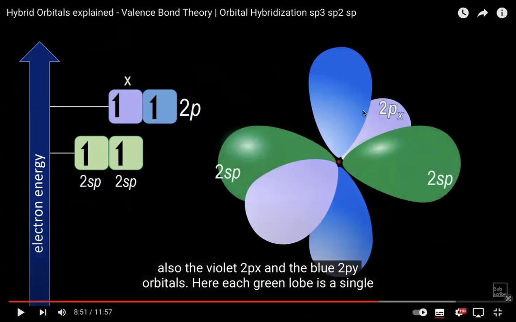So see, 1 p orbital and 1 s orbital undergo hybridization to form 2 sp orbitals, which you are seeing with the green lobes. And the blue one and the violet one are the unhybridized p orbitals: the violet 2px and the blue 2py orbitals.